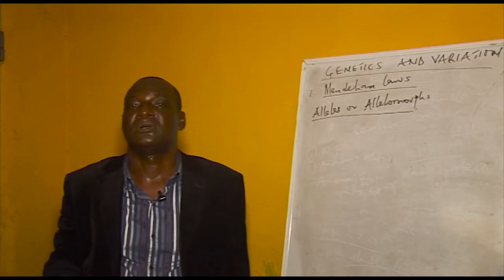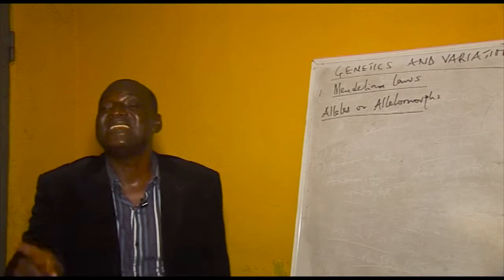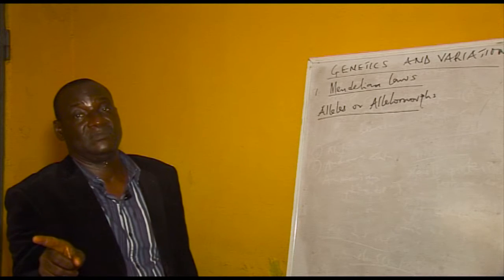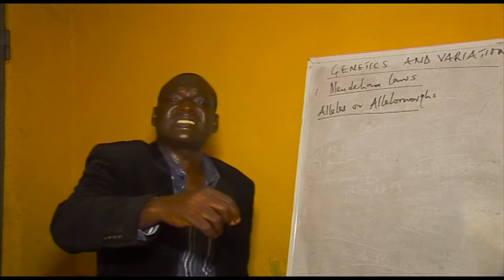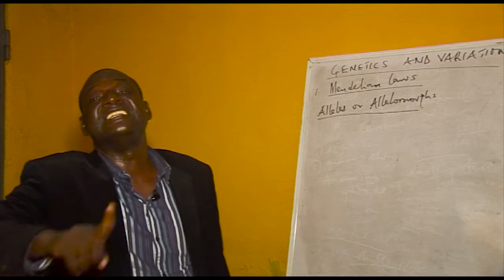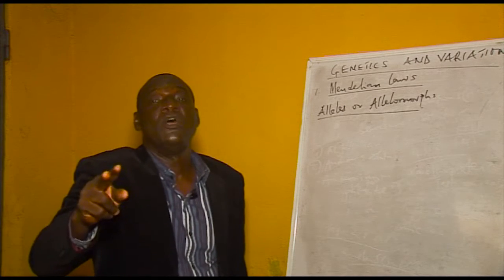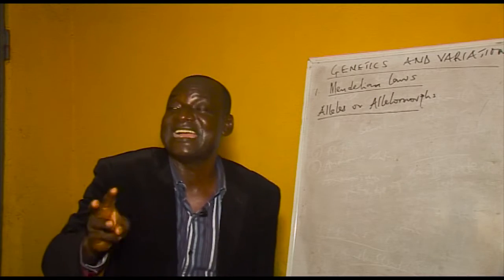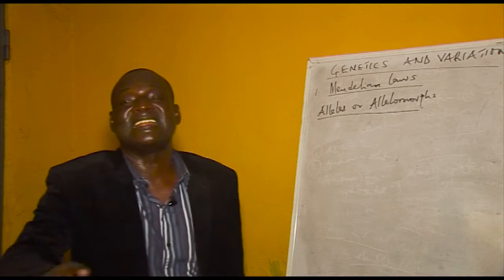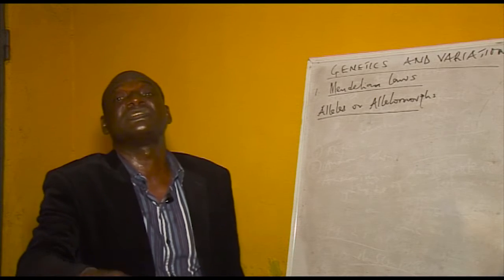Take for example, you cross a red flower plant with a white flower plant. When that plant flowers, it produces red flowers. I will still tell you how we come about that. But you will see that the gene for red is the one that is expressed in the next generation, so it is the dominant gene. The flower color is the character, and the contrasting characters are red and white. So a character must be contrasting. Take for example, height. It's either you are tall or you are short. So there is a particular gene for shortness and a particular gene for tallness.